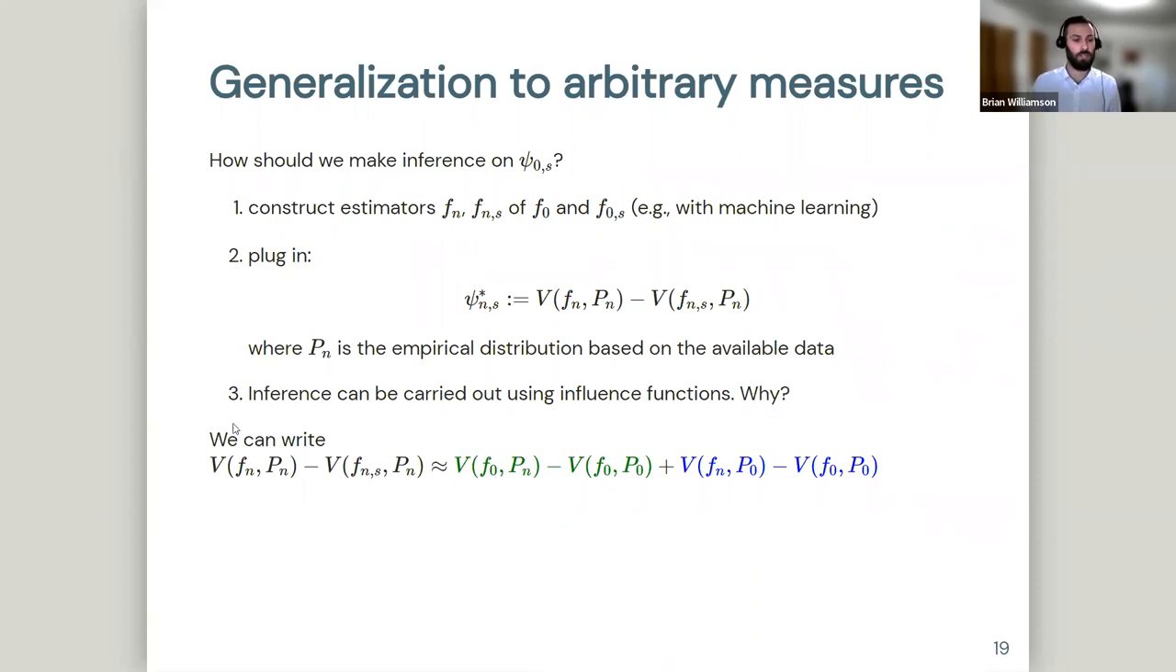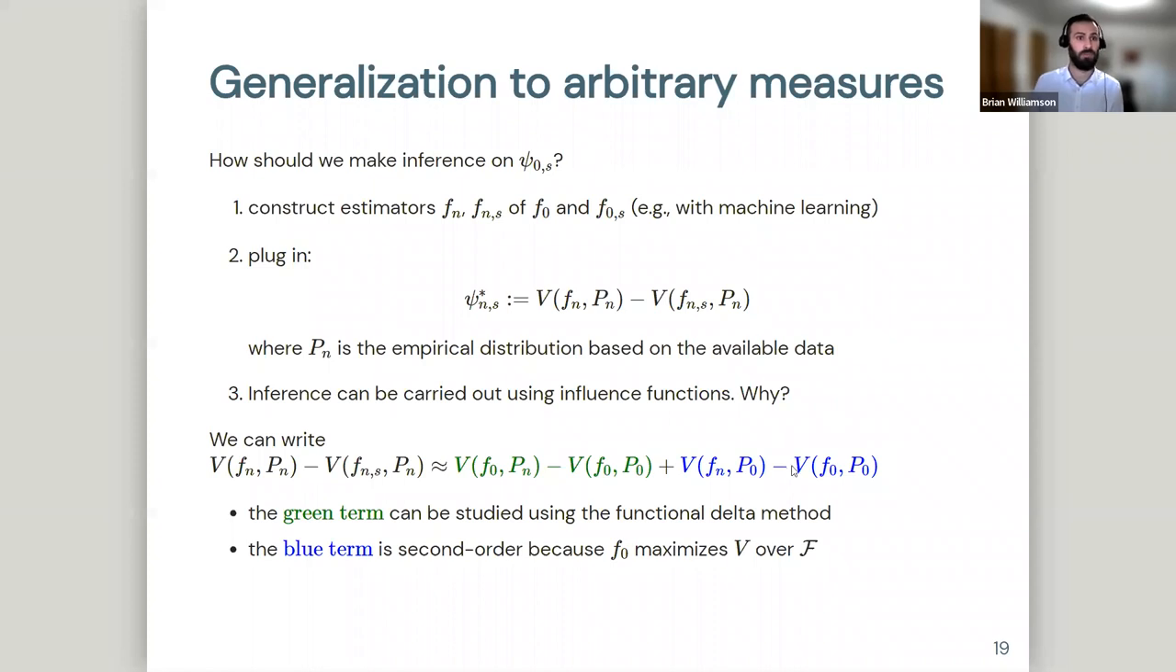And why is that? I can write out my difference in predictiveness measures as the sum of two different terms. The first term is the contribution of estimating the empirical distribution, and the second term is the contribution of estimating the prediction function itself. And I can study these terms using tools that have been developed over time. For the green term, the contribution from having estimated the empirical distribution, I can use the functional delta method to study that. And the blue term, because of how I've defined my population measure of variable importance, is going to be second order, just like it was in the R squared case, because this function F0 maximizes predictiveness over my function class. So in some sense, in a heuristic sense, the first order derivative of that predictiveness measure is going to be zero.